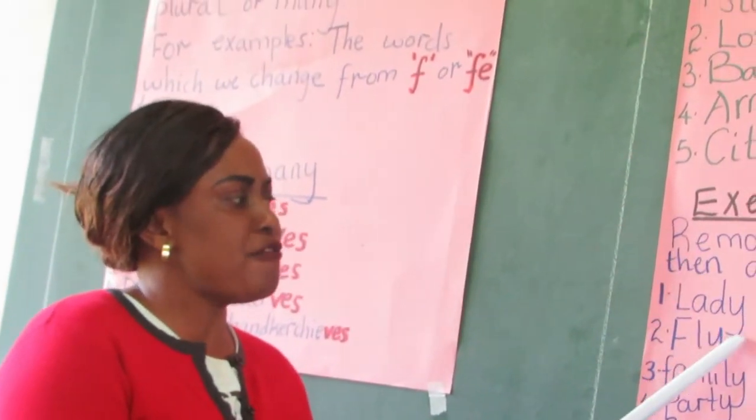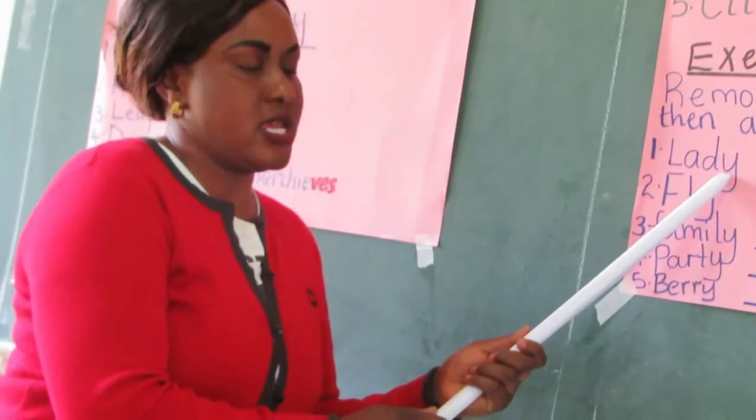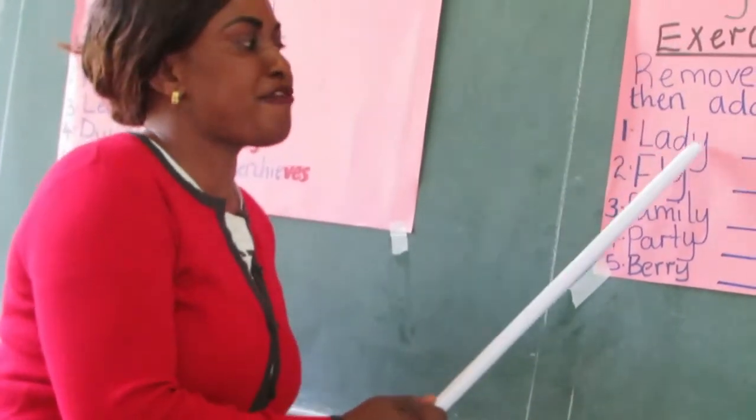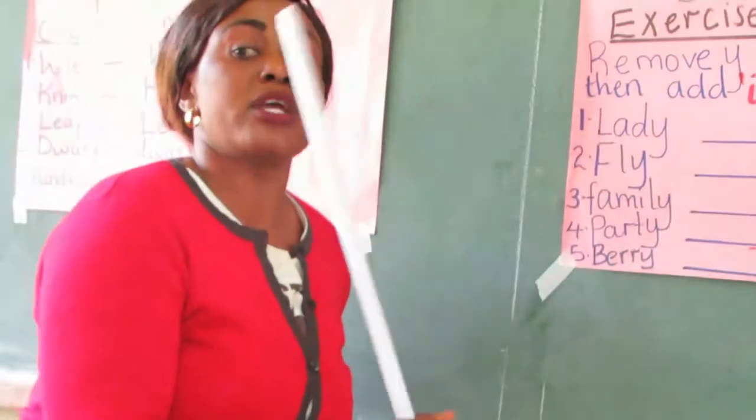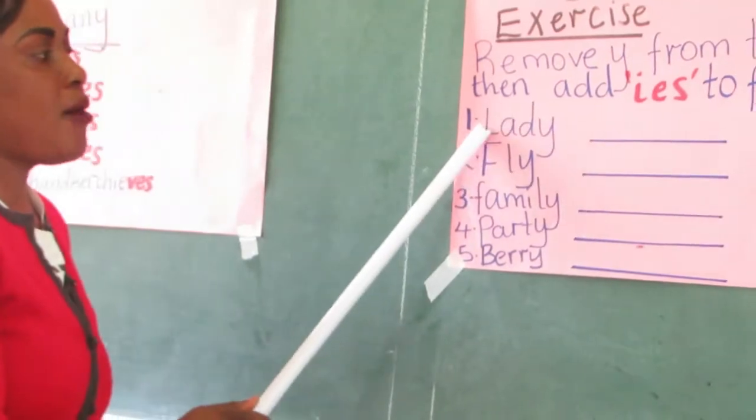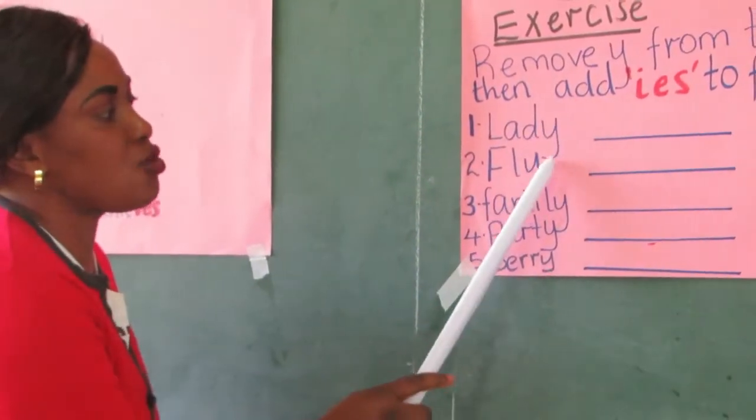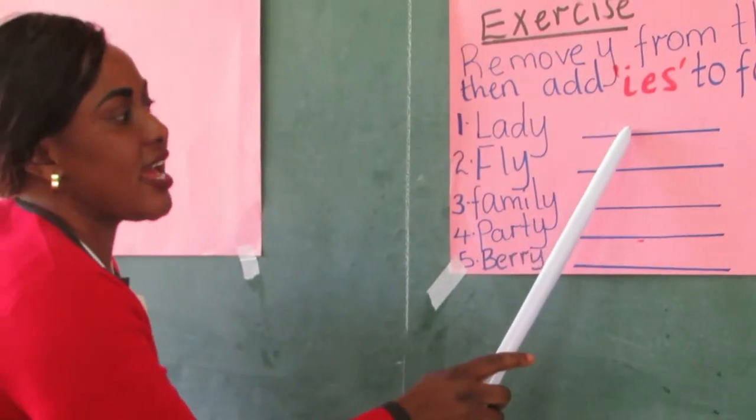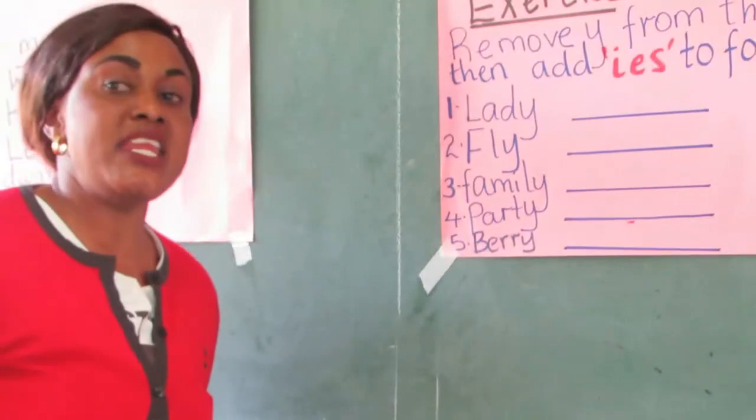We want you to remove this Y from this word. This is the word lady. You are supposed to remove Y from the word, then you add IES to form its plural. Are we together? Now, number one is lady. You have to omit or remove this Y. You copy the word lady. You add IES to form ladies.